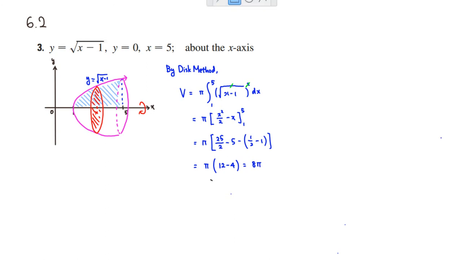So 8 pi is the volume of this bullet-shaped solid. That's it. I hope that this was clear.